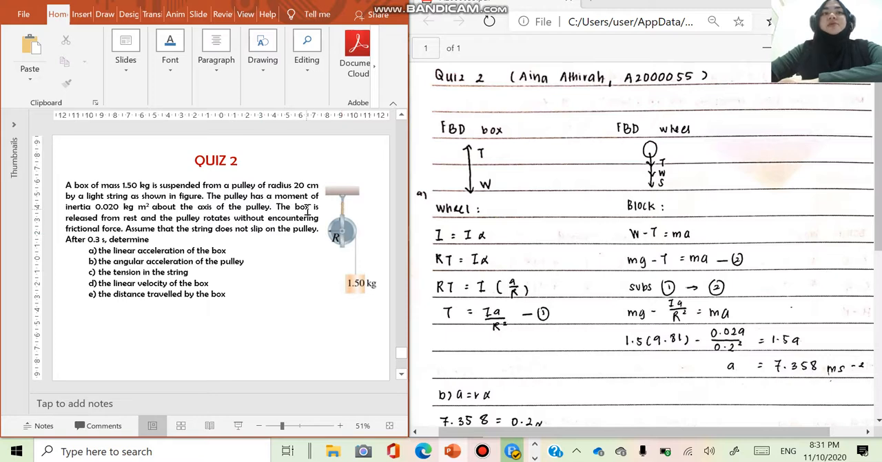The box is released from rest and the pulley starts to rotate without encountering frictional force. Assume that the string does not slip on the pulley. The question asks you, after 0.3 second, to calculate the linear acceleration of the box, the angular acceleration of the pulley, the tension in the string, the linear velocity of the box, and the distance traveled by the box.